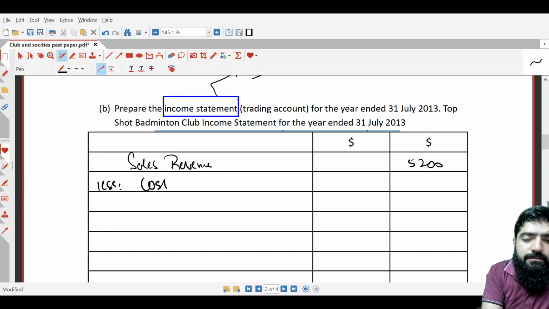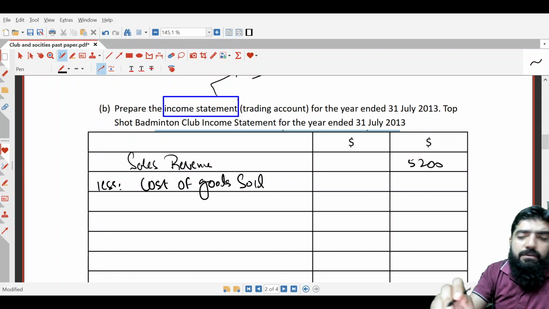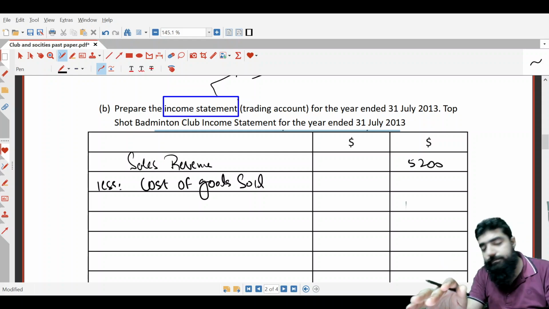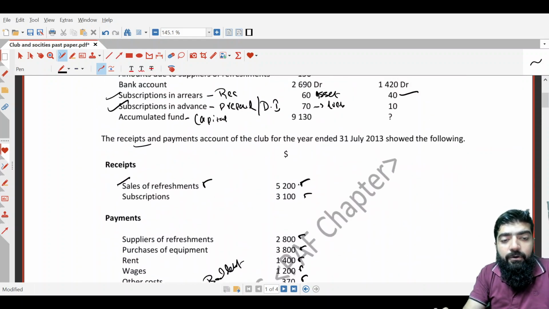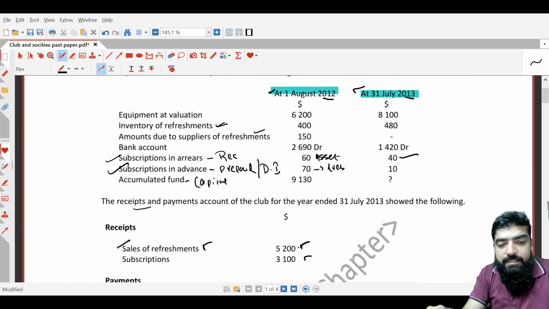Remember? Okay, cost of goods sold. Amar, do you remember the main components of cost of goods sold? Opening, net purchases, and ending. Nice, very good.